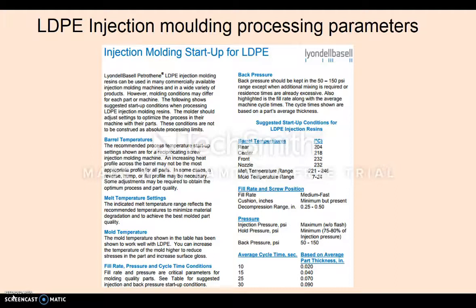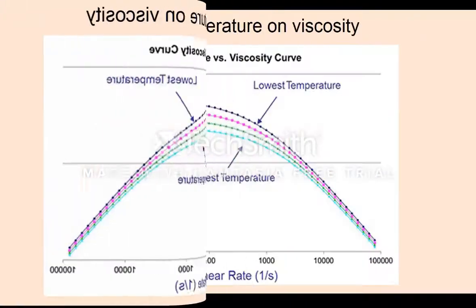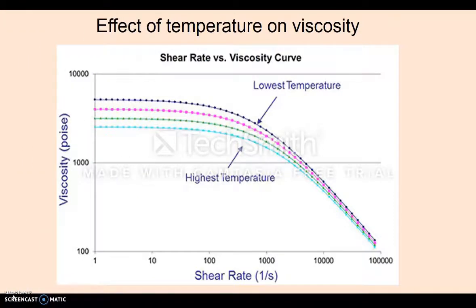So why is there such a large difference between the melting point and the recommended processing conditions? The reason for this large difference is that polymers are pseudoplastic. Therefore, as the processing temperature increases, their viscosity decreases. And that's what we're seeing here in this curve. At the lower temperature, we've got the higher viscosity, and as the temperature increases, the viscosity decreases.